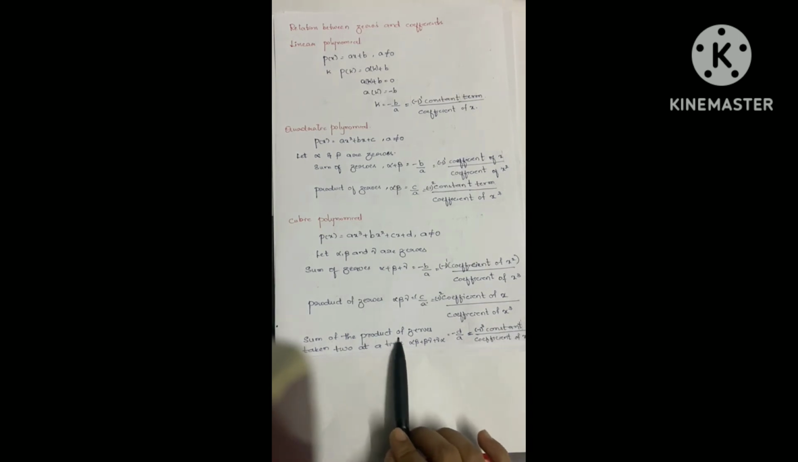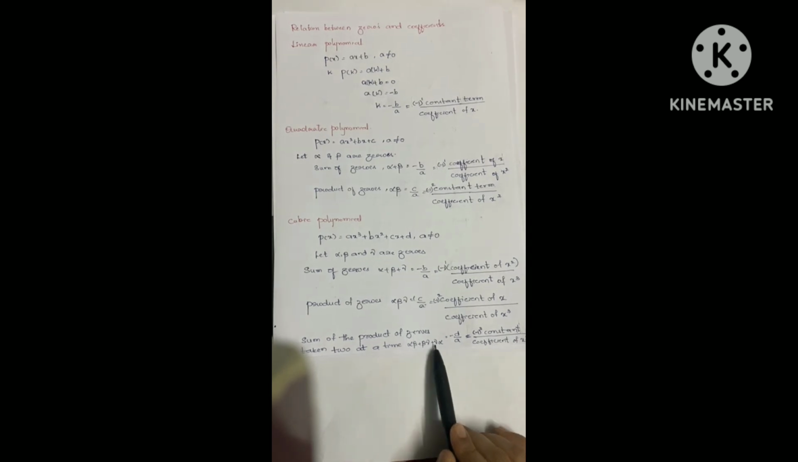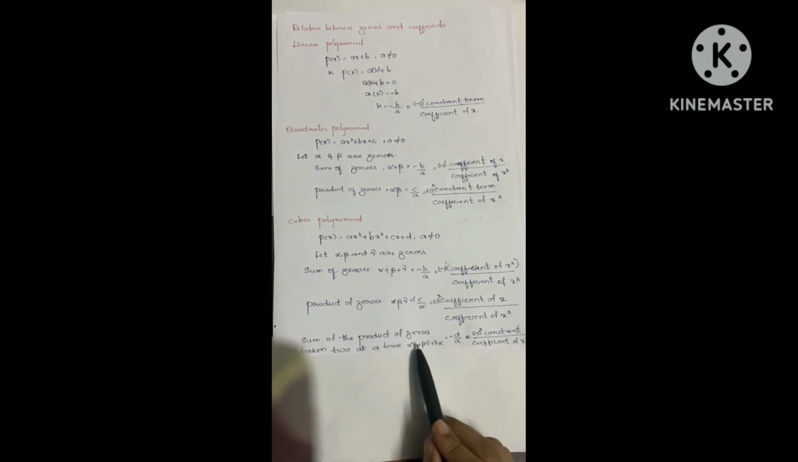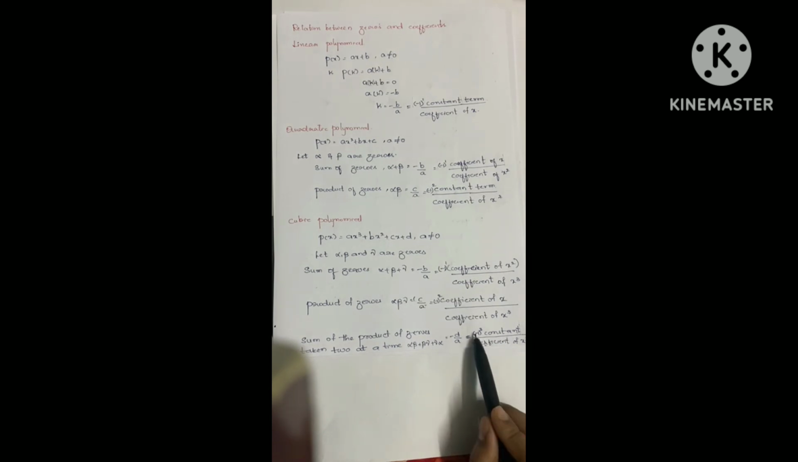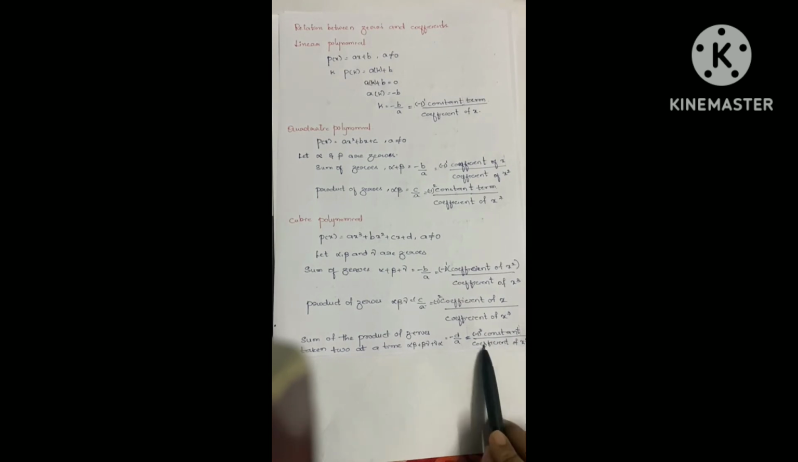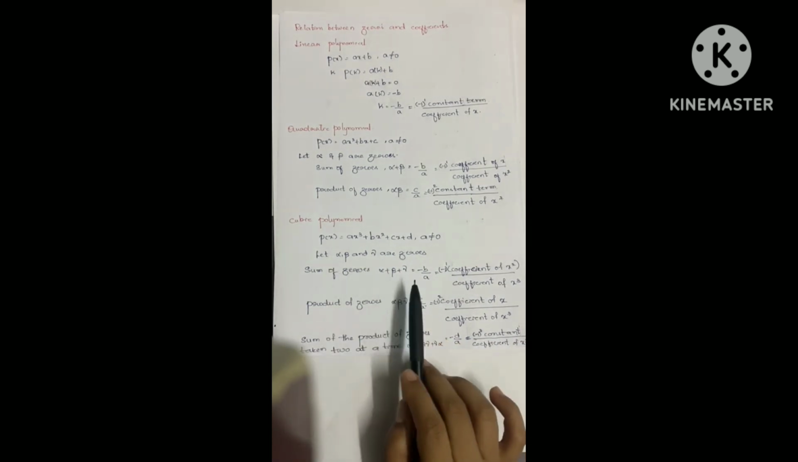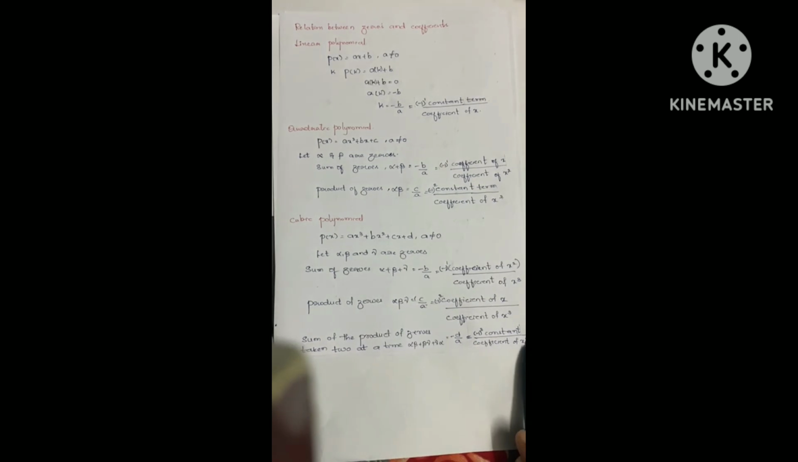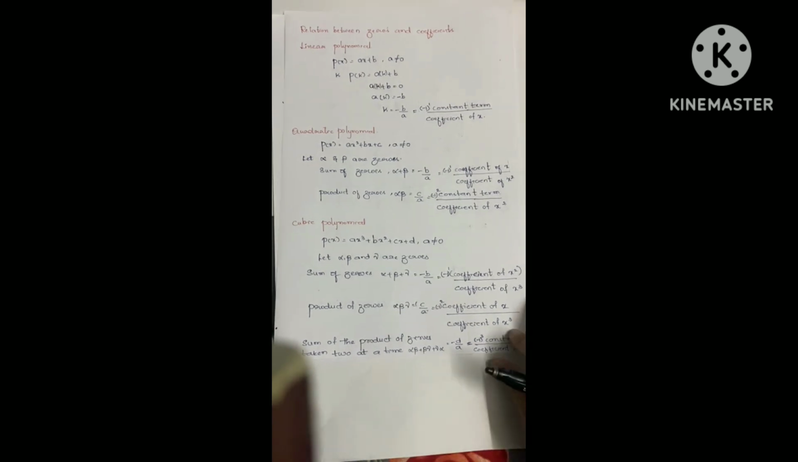Next, the sum of the product of zeros taken 2 at a time. So alpha beta plus beta gamma plus gamma alpha is equal to minus d by a, which is equal to minus 1 cube. Here d is the constant term divided by a, the coefficient of x cube. So this is the relationship between zeros and coefficients.